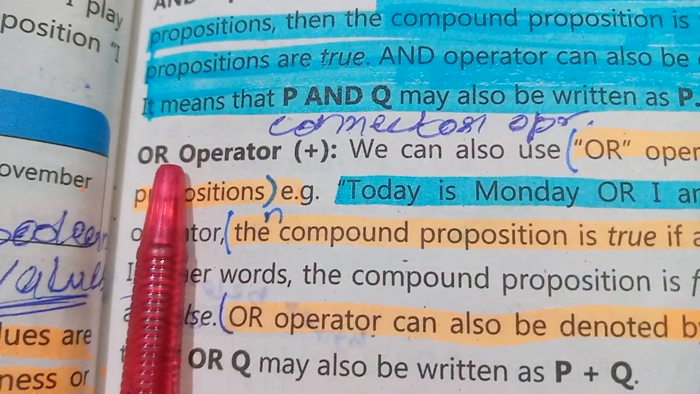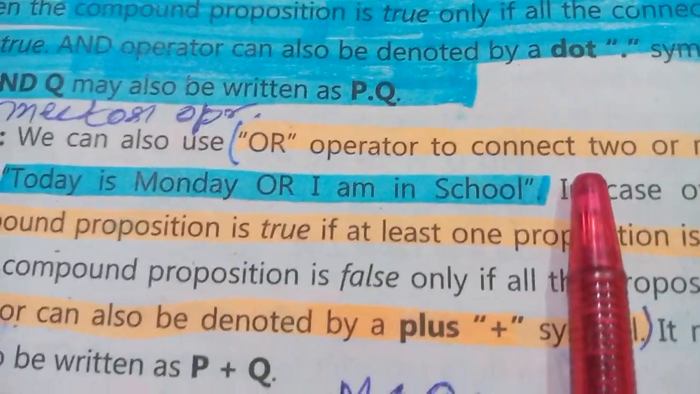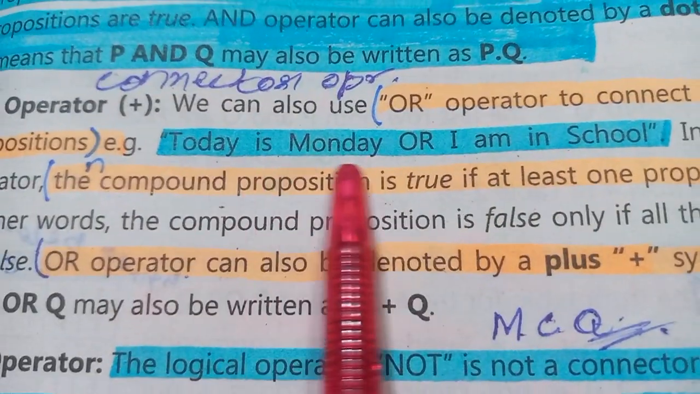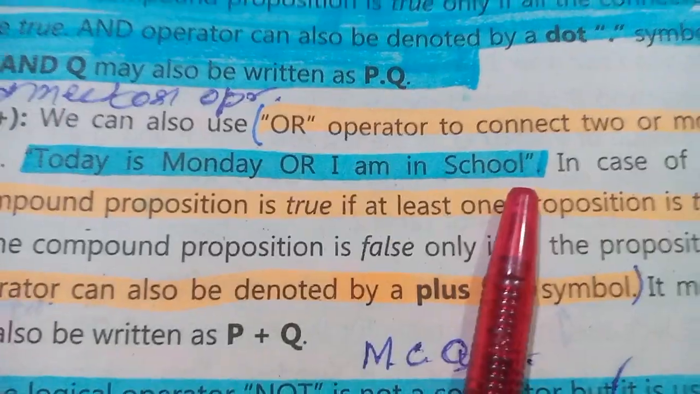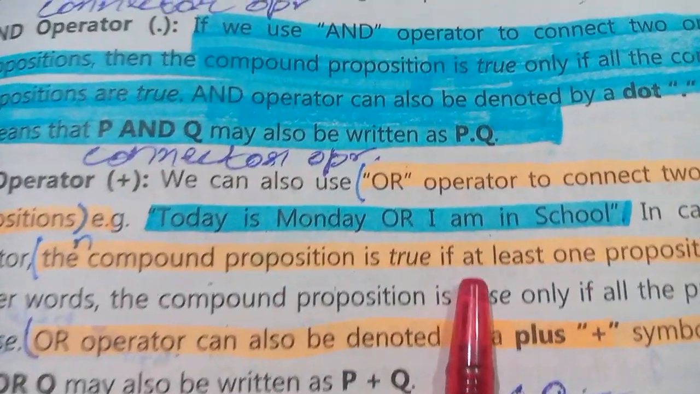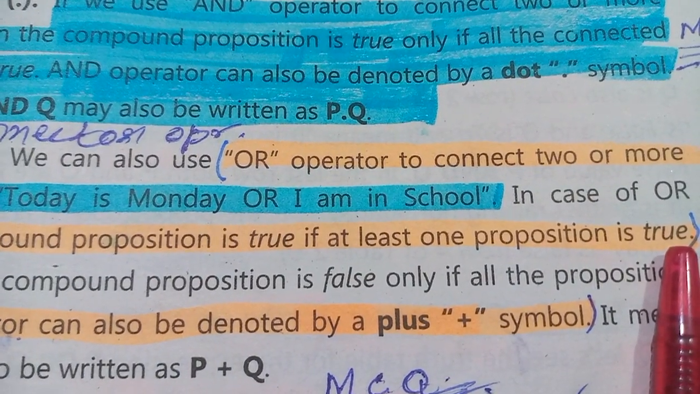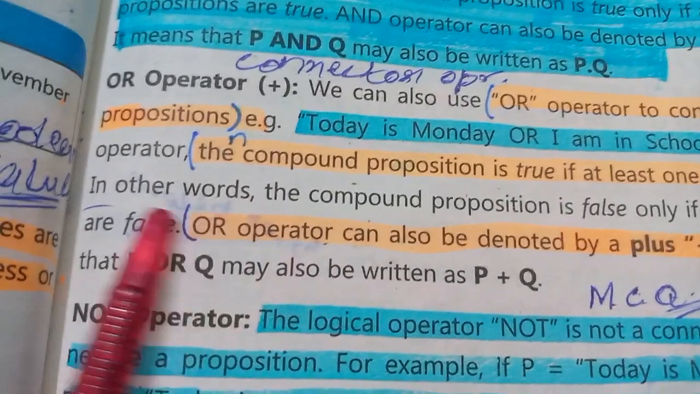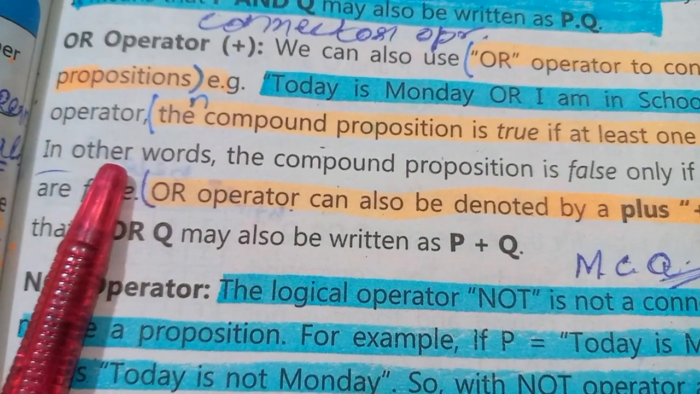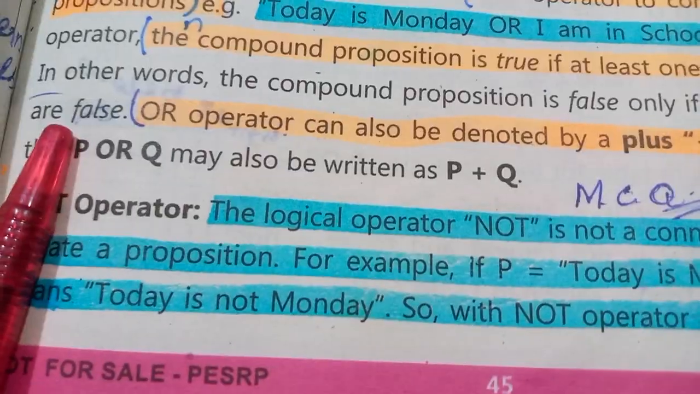The next operator is the OR operator. We can also use the OR operator to connect two or more propositions. For example: today is Monday, or I am in school. In case of the OR operator, the compound proposition is true if at least one proposition is true. These three lines will be written as the answer of a short question. Then the remaining three lines will be the answer of a long question. In other words, the compound proposition is false only if all the propositions are false.